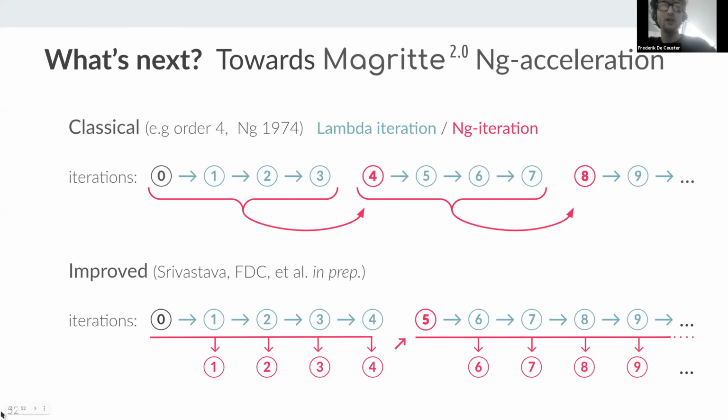Now, this simple tweak allows us to use the ideas of acceleration of convergence in a much more effective way, reducing the computational cost roughly by a factor of 2 to 4.